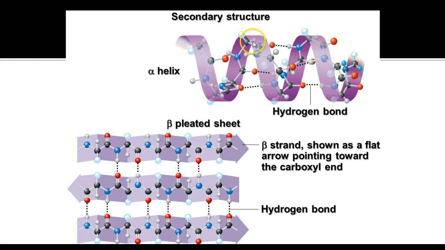And so you end up with those hydrogen bonds between the backbone parts that cause the coiling to occur. In the beta-pleated sheet, you've got interactions in a different way, but they're still formed by hydrogen bonding. And so the beta strand is usually shown as a flat arrow like this that shows the folding, with an arrow pointing toward the carboxyl end. And you have interactions between the chains that fold in the same way like that. So it's still caused by hydrogen bonding.